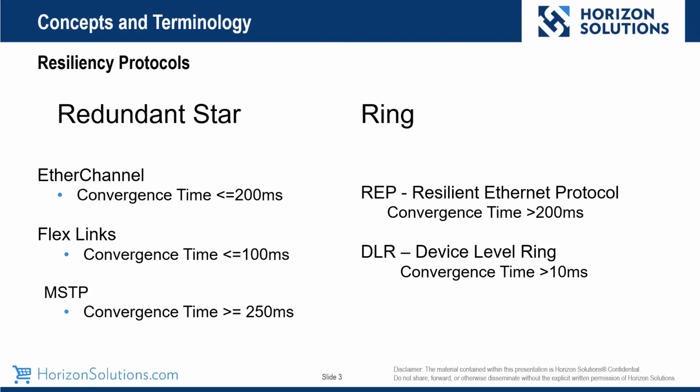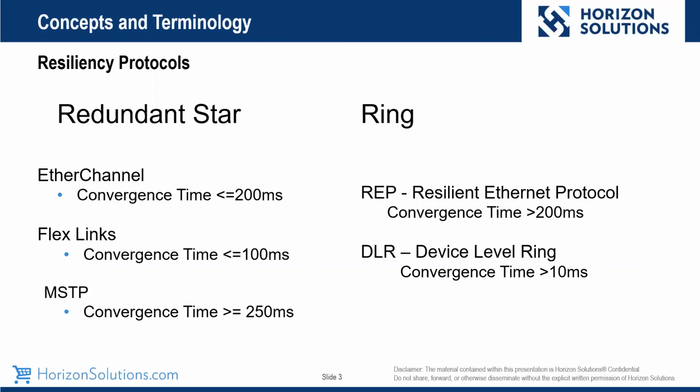You would create a switch loop, and MSTP would block one of those ports. If the one port was to go down, it would open up that other port. But it has a very, very high convergence time. It's actually a couple of seconds, so that's not going to be very good for an industrial environment.